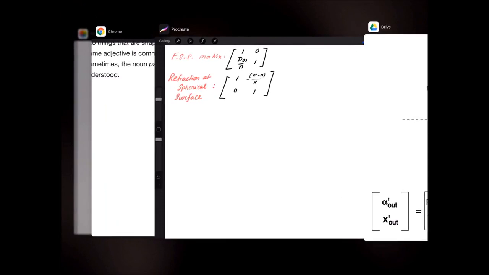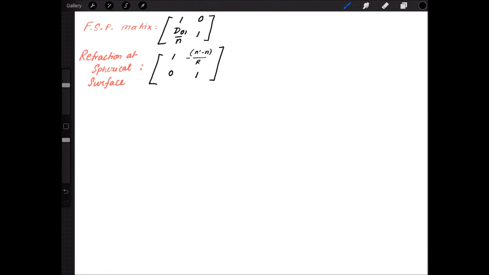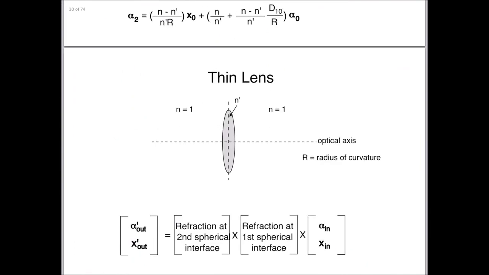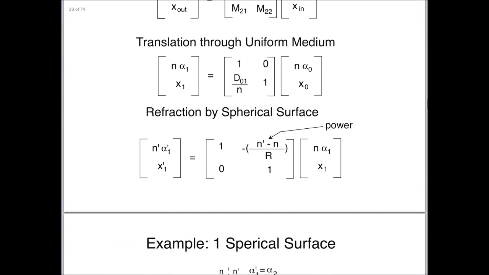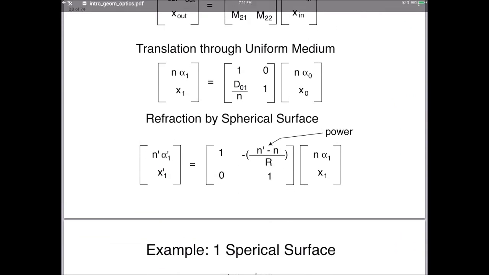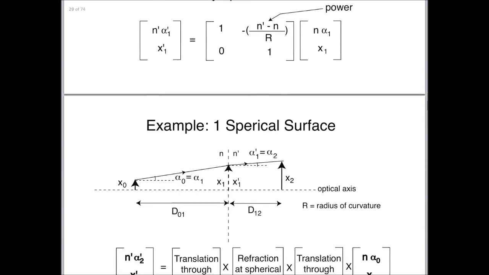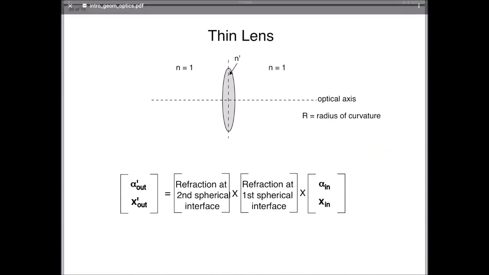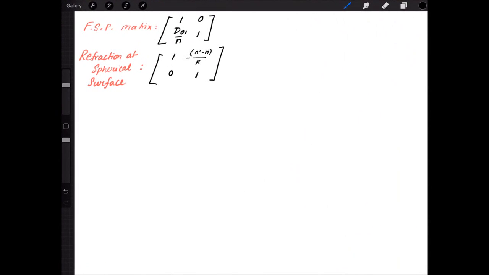Right, so I'm going to work that out. Okay, so over here I have the two matrices that we derived last time, the free space propagation matrix, or the translation through uniform medium, and the matrix for refraction at spherical surface. So let's quickly look at those again. So yeah, here they are. The translation through uniform medium and the refraction by spherical surface matrices. We are going to use these to solve all the problems that we are going to come across in today's lecture. Right, so let me solve the case for the thin lens.